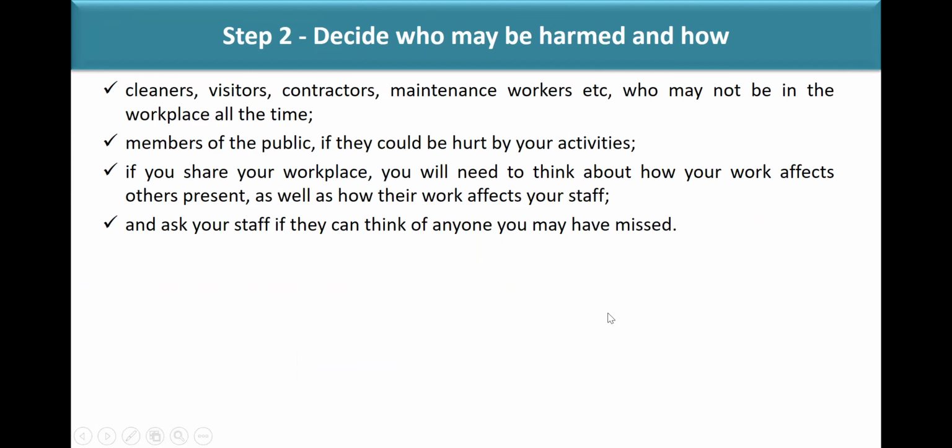Okay, we discuss cleaners, visitors, contractors, and maintenance workers who may not be in the workplace all the time. Remember, visitors, contractors, and maintenance workers sometimes come to us. Maintenance workers are our own employees, but they come only when we need to fix some machinery, or for PPM, planned preventive maintenance, or some services. But the visitors, and sometimes the cleaners and contractors, are not working with us permanently.